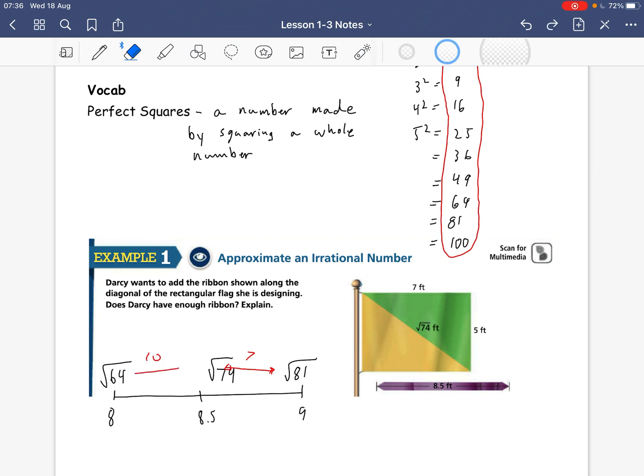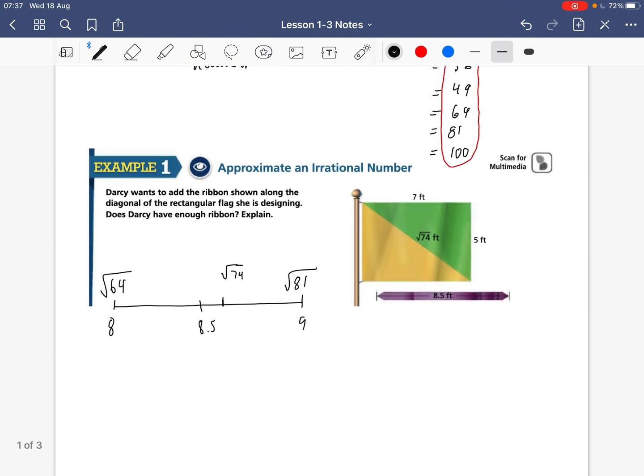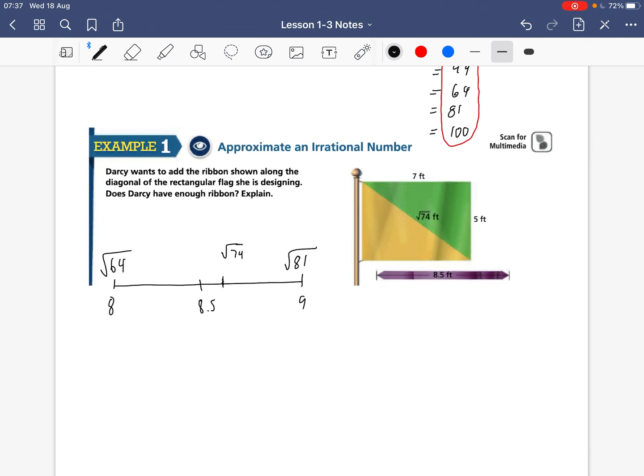And I'm going to clean this up a bit. Oh dear. There we go. Uh-oh. I'll just erase that and then rewrite it. All right, so we have the square root of 74. So let's try 8.6. Let's try 8.6. So to approximate 8.6, we're just going to multiply 8.6 times 8.6.